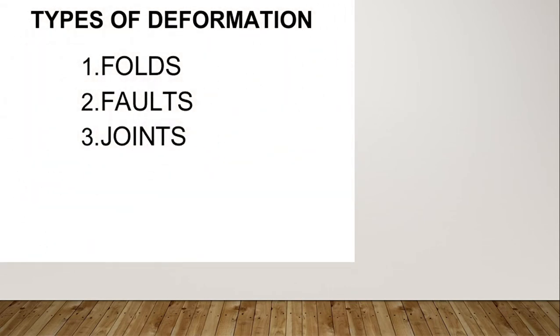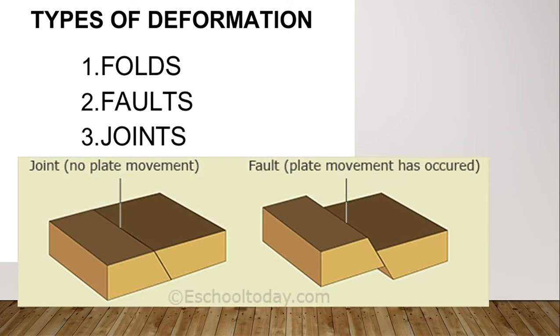There are types of deformation of rocks. Number one is folds. The second is faults. And the third one is joints. A joint has no plate movement. A fault has plate movement that has occurred.